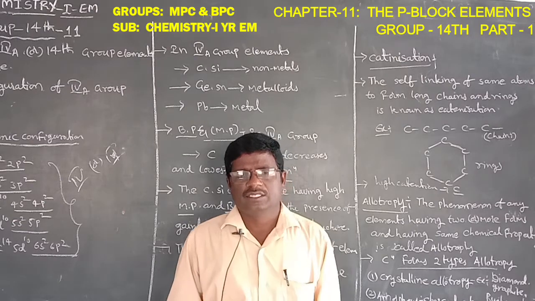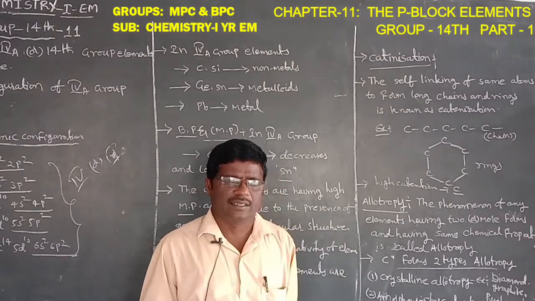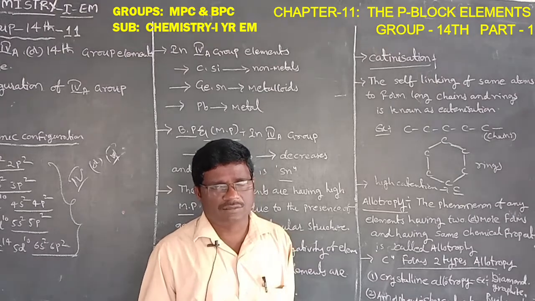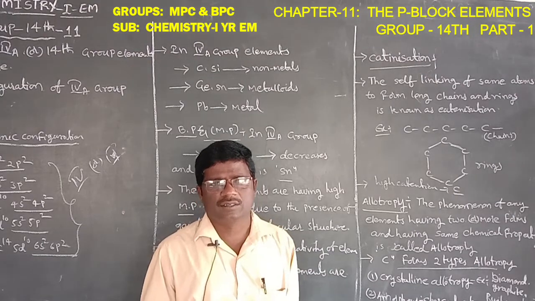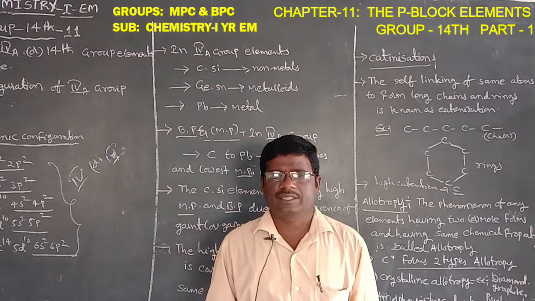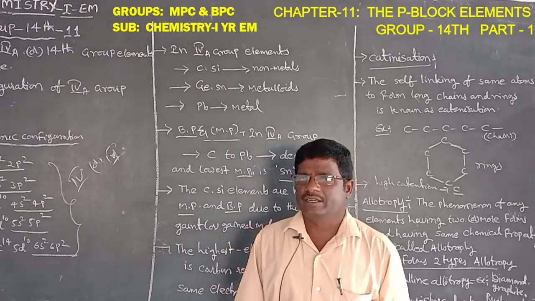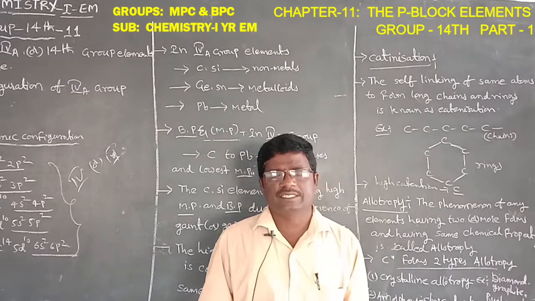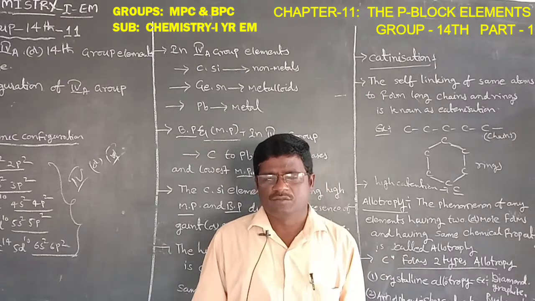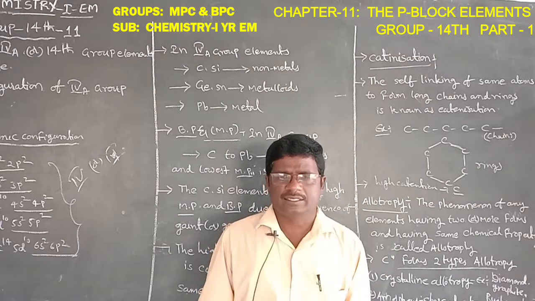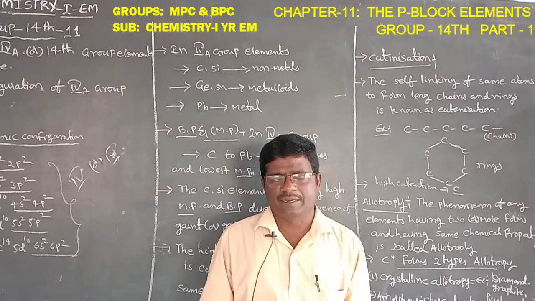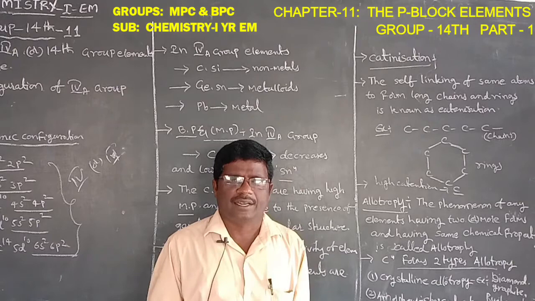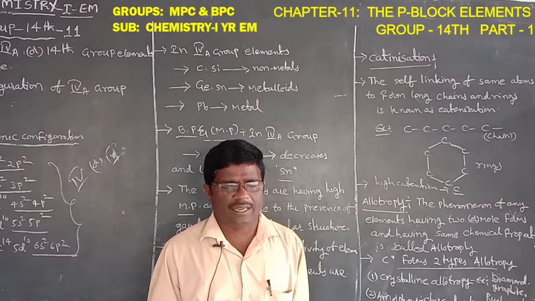Next one, silicon and silica structure. Next, preparation of silicon and silicones. Next, the uses of silicon and silicones. In the next class we will discuss the structure of diamond, fullerene, and graphite. Today we are going to discuss the general characters of the fourth A group elements: melting points and boiling points, metallic and non-metallic nature, atomic radius, and ionization potential values.